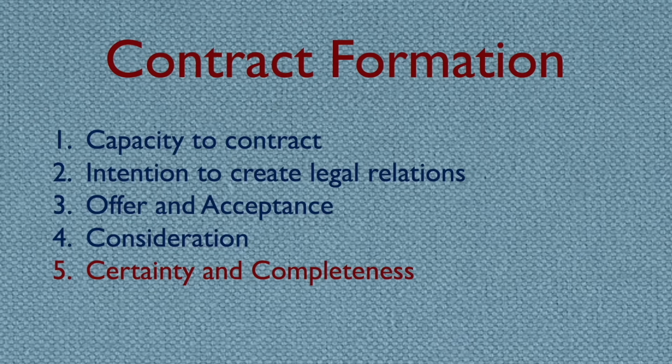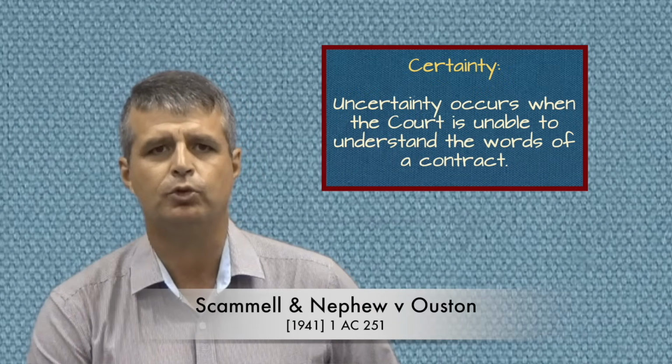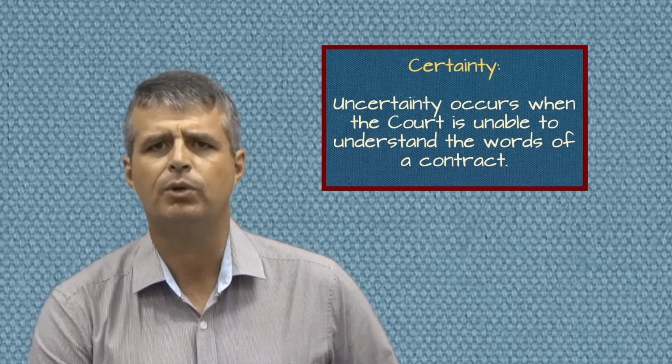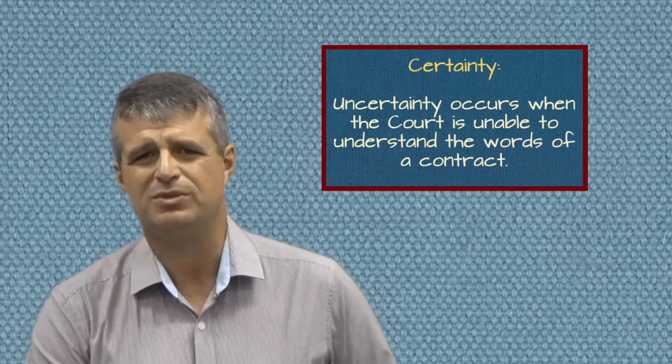Let's start with certainty. A contract is uncertain when the words of the contract are too vague to enable the court, or indeed the parties, to understand their obligations under the contract. The key case is a good example where one party agreed to buy a motor vehicle on hire purchase terms for 2 years. There were really no more details. Nobody really knew what on hire purchase terms meant.